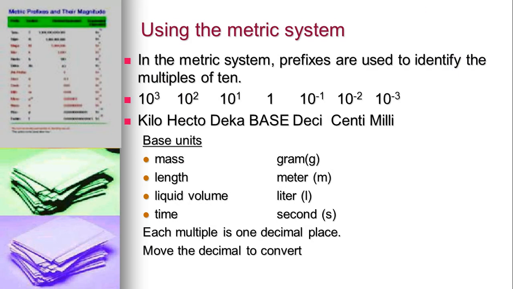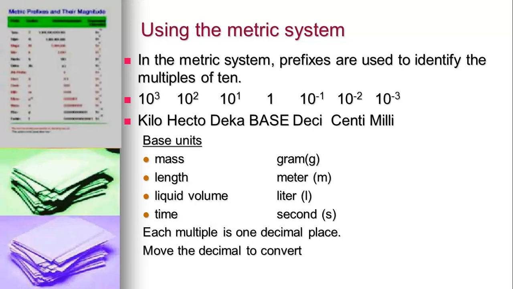So using the metric system, yung may mga prefixes tayo na ginagamit to identify and it use the multiples of 10. We have the kilo or 10 raised to 3, the hecto 10 raised to 2, yung deca 10 raised to 1, or times 10, and then yung base 1, yung deci 10 raised to negative 1, centi 10 raised to negative 2, milli 10 raised to negative 3. And yun nga, yung base units natin for mass is grams, for the length is meter, for the liquid volume is liter, and for the time is seconds. So each multiple is 1 decimal place. Move the decimal to convert.